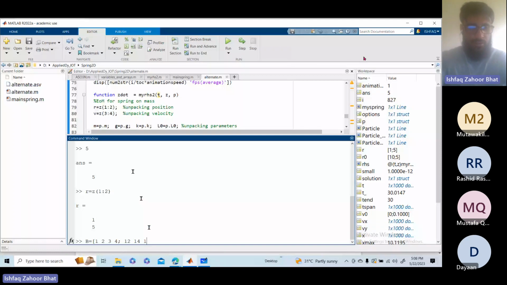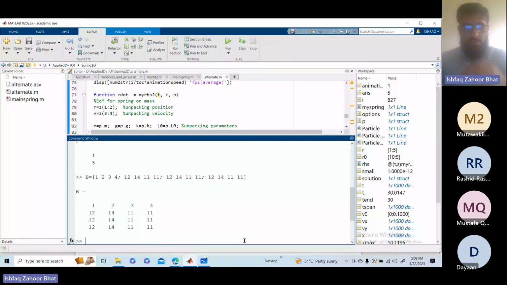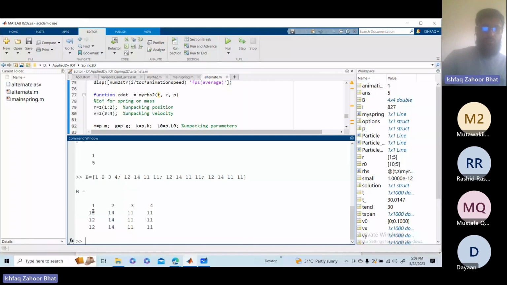Okay. 12, 14, 11, and say 16. I don't know why this is happening. This is hanging. Okay, 11 again. And let's copy this. So we get this, which is a 4 by 4 matrix.